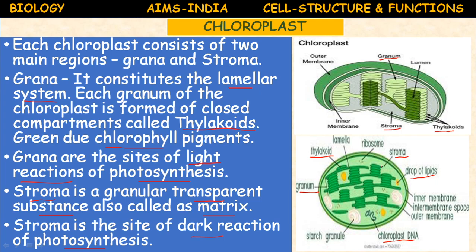Coming to the function of chloroplast, the green pigment present in the grana region traps the solar energy and helps in the light reaction of photosynthesis. The stroma contains several enzymes required for carbon fixation, the biochemical reaction, the second phase of photosynthesis, that is the dark reaction. There are also several reaction centers in the grana region where the photosynthesis reaction occurs.